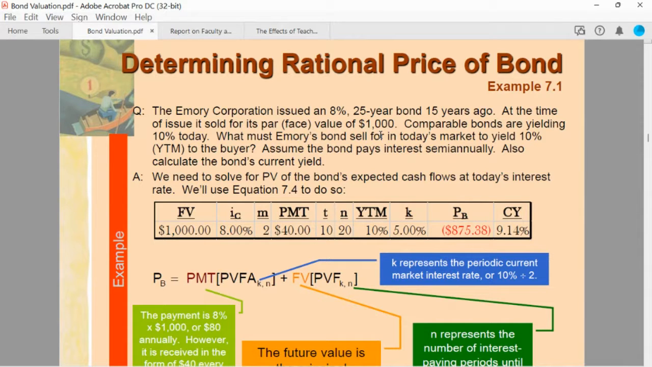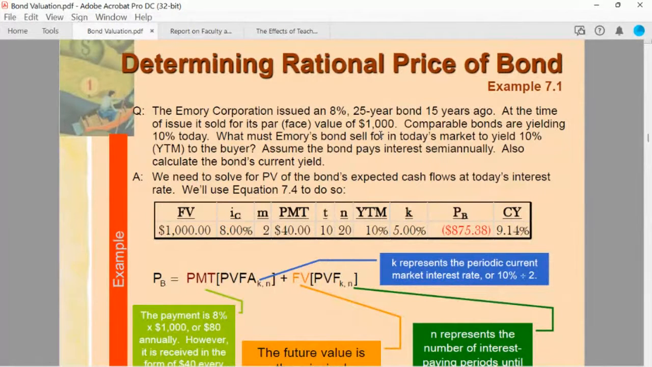Anyone? 8%? Yes, yes. And who said that? Aura? Okay, all right. You got another 0.25.